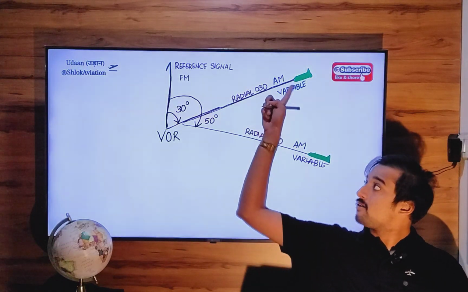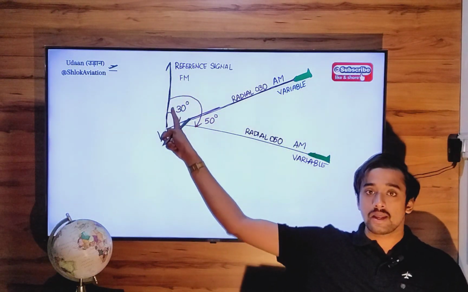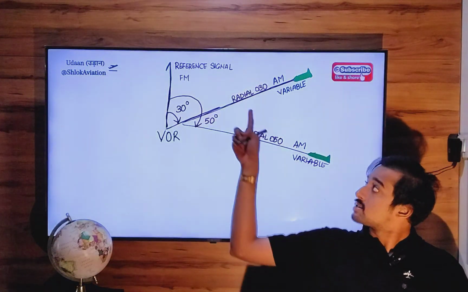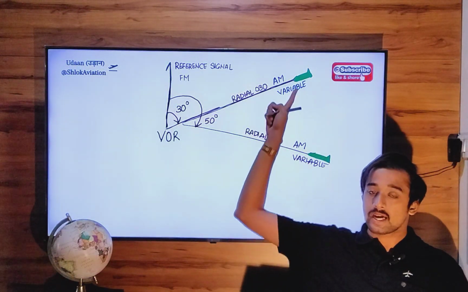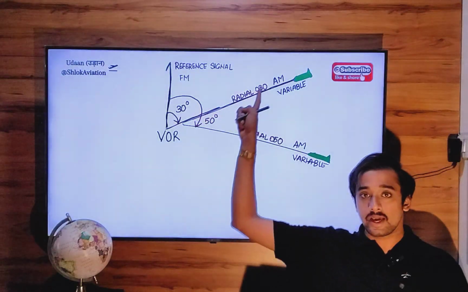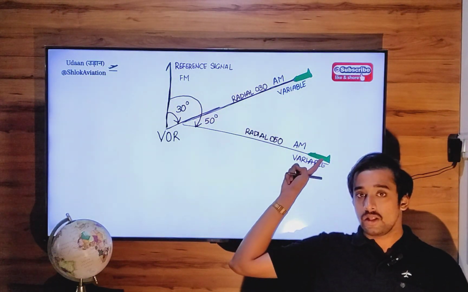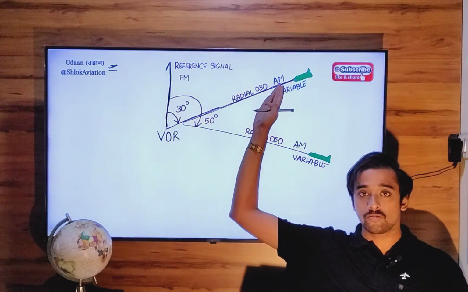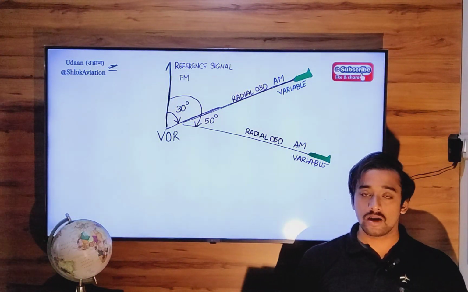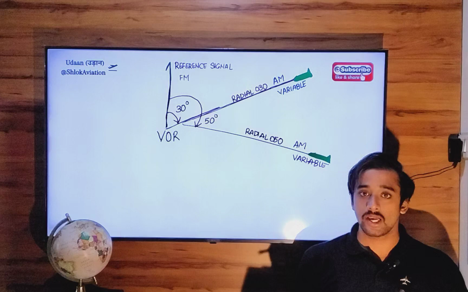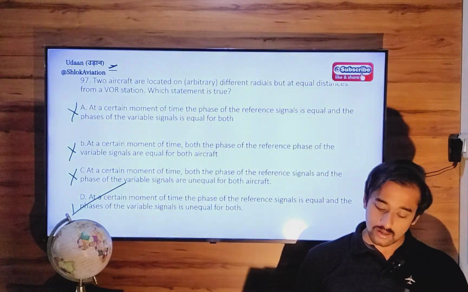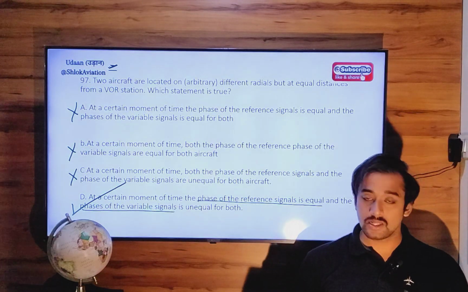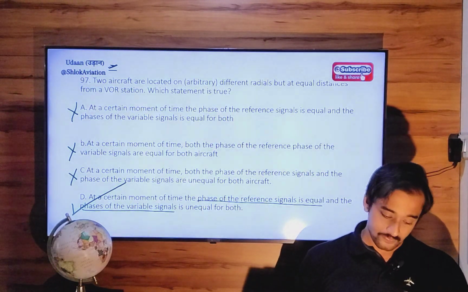For both these aircraft, the reference signal is going to remain constant, the same, 0 degrees. What will differ is the variable wave. For this aircraft, the variable wave is at 30 degrees. For this aircraft, the variable wave is at 50 degrees. So the reference wave is the same with respect to both aircraft, but the variable wave is what is rotating or changing. So option D is correct: phase of the reference signal is equal, but phases of the variable signals are unequal.